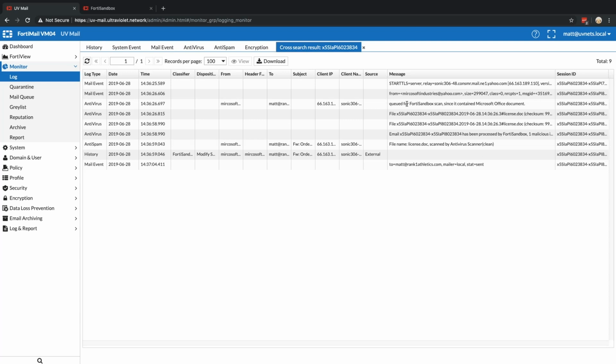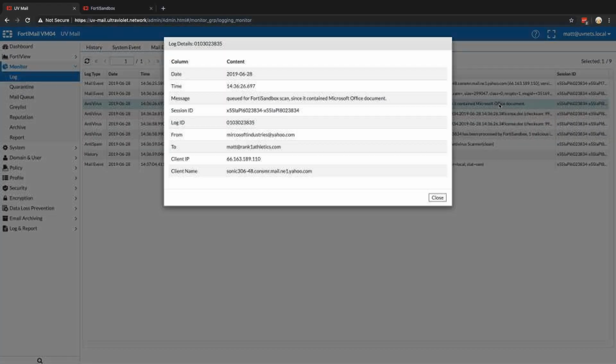And looking through the logs, I can see where it came from some sort of Yahoo address, and from there it got queued for sandbox scan since it contained a Microsoft Office document. This is a great thing if you're trying to avoid any kind of email attacks, whether it's a phishing attack or even some sort of email binary attack.